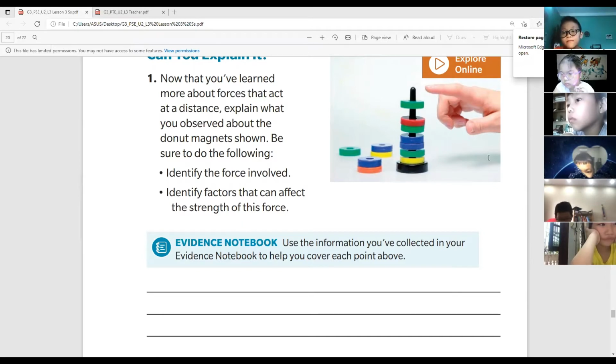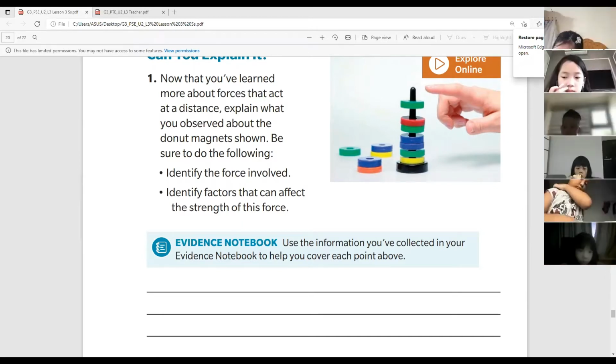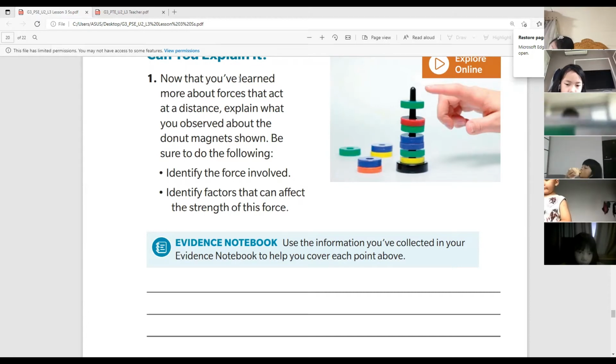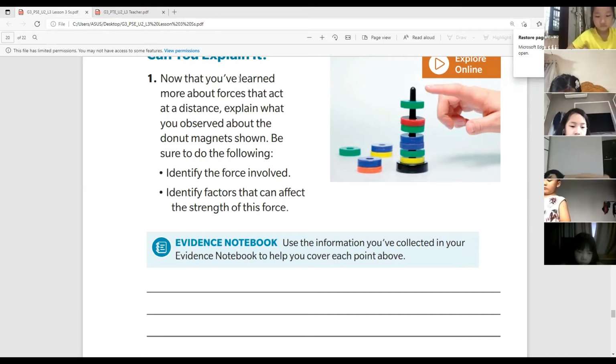Let's see what you guys wrote. I want you guys to read some of the stuff you wrote. So Sino, what did you answer for number one? The magnet has a force involved because this is a magnetic field. Very good. Yep.